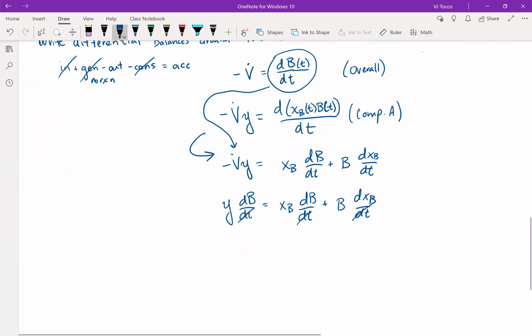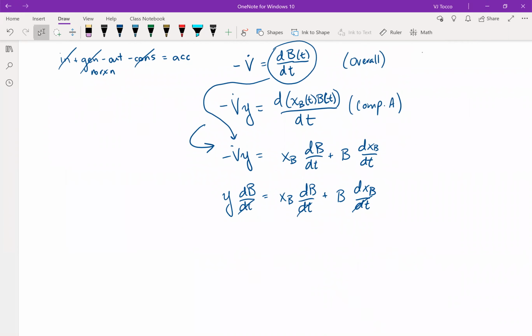So the next step is realizing that I have a common dB term, so I can group terms. I'm going to bring this xb over to the other side to get y minus xb times dB is equal to b dxb. And now I have what looks like a differential equation right before I integrate it. So I can integrate both sides.